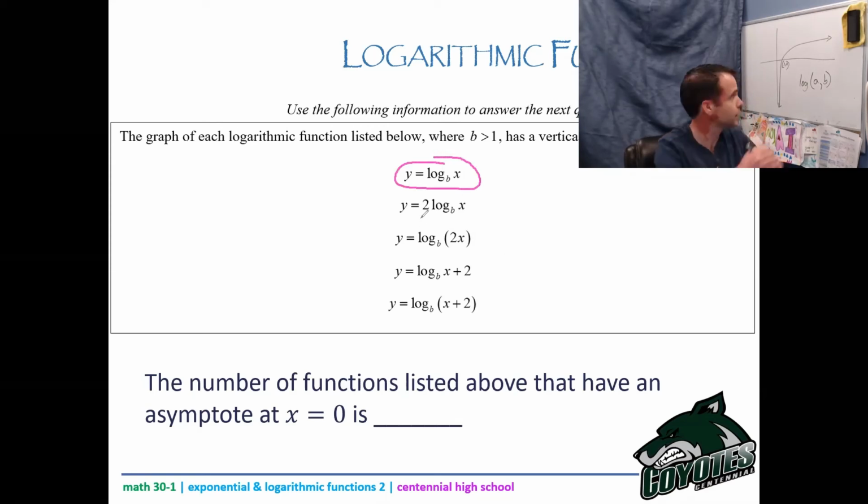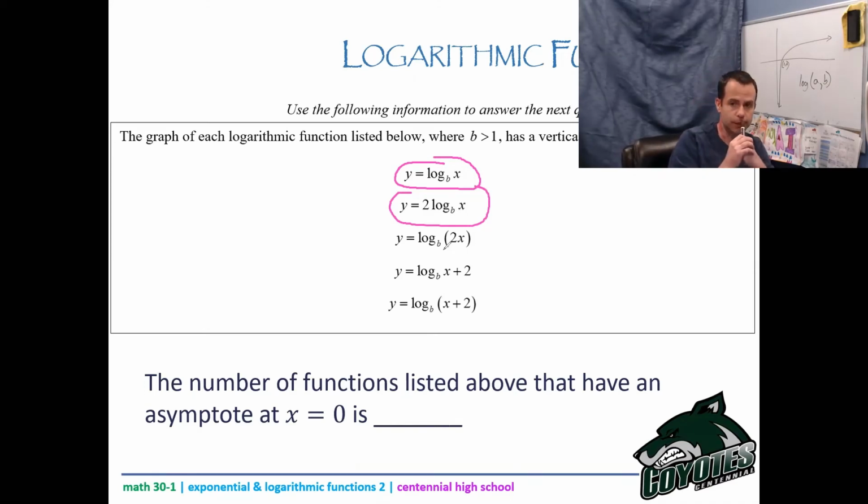If I vertically stretch this, which is what I've done in the next one, I've just thrown an a value of 2 there. If I vertically stretch that, that does not change that asymptote. So that also has a vertical asymptote at x equals 0. If I horizontally stretch it, well, normally a horizontal stretch would affect x values. And that vertical asymptote is x equals 0. But because it's x equals 0, anything times 0 is still 0. So that actually is still going to have a vertical asymptote at x equals 0.